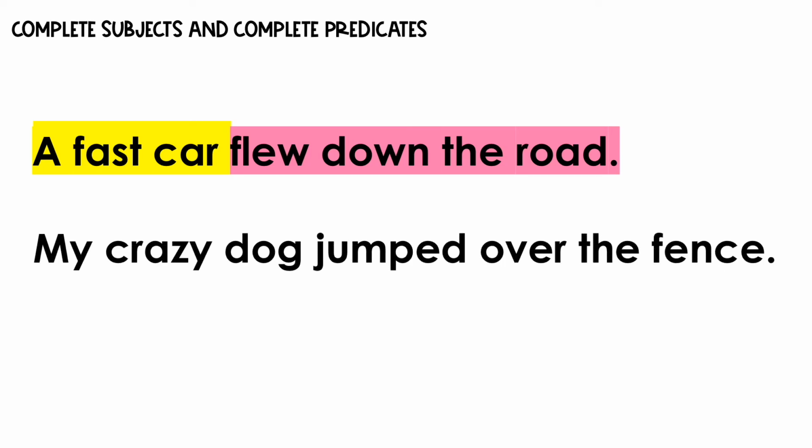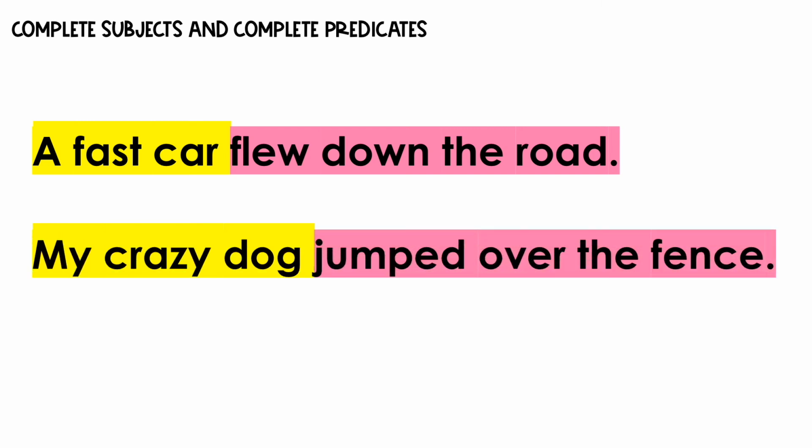Let's take a look at another one. My crazy dog jumped over the fence. The complete subject would be my crazy dog. The simple subject would be dog. The complete subject would be my crazy dog. And then the complete predicate would be jumped over the fence.